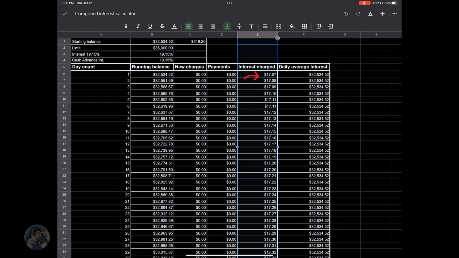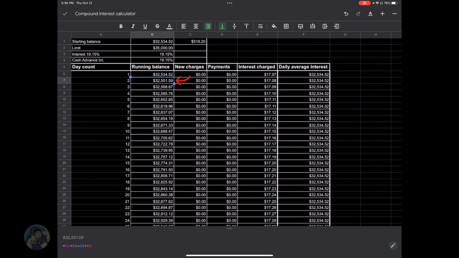And as you can tell, if you look at E6, it starts off at $17.07 for that first day. Then they add the interest in, and the next day it starts off your balance at a higher number, $32,551.59. Then they calculate the interest for that day, and they come up with $17.08.